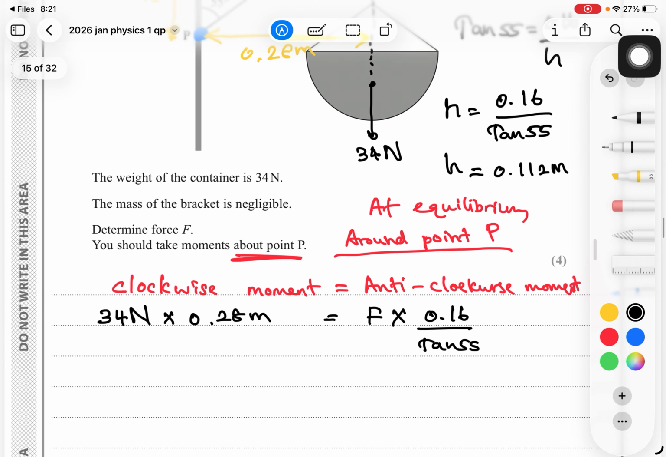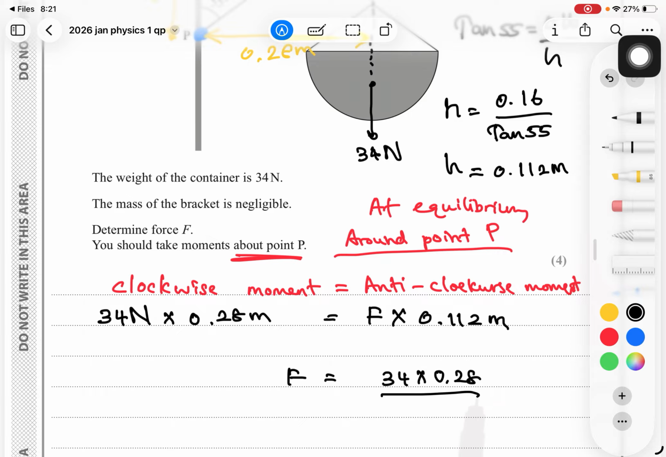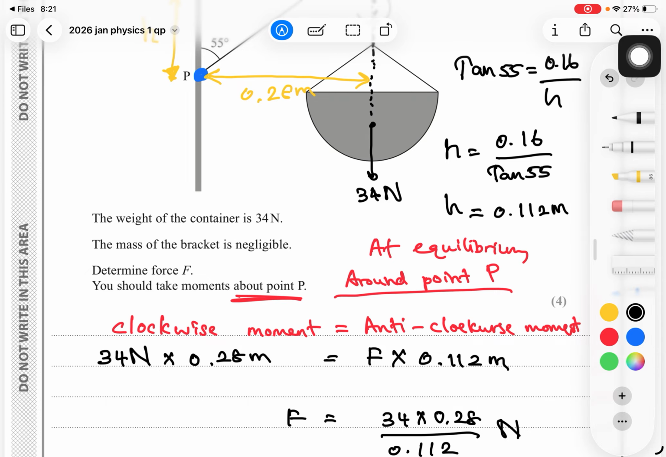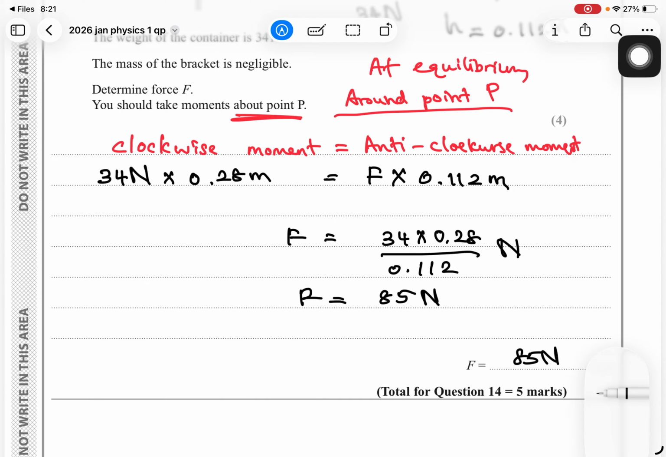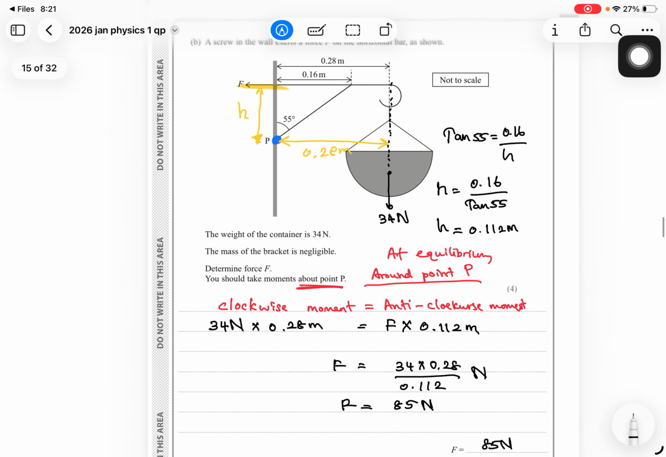I'll not get the simplified version, I'll keep the answer as it is. We know this value we pre-calculated, which is 0.112 meters. So F would be 34 times 0.28 divided by 0.112 newtons. So we got F is 85 Newton. So this is how we do question number 14b. That wraps up the question. We can write our final answer here, which will give us all 5 marks. Thank you.